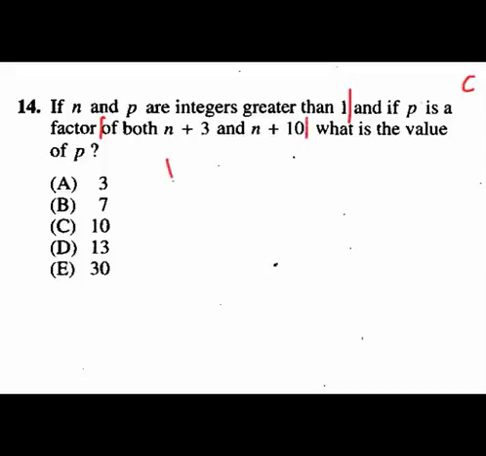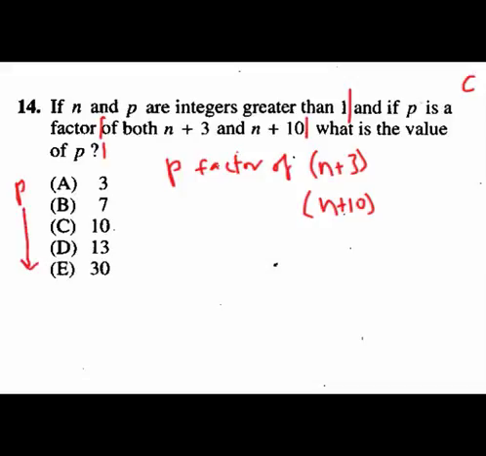10. Okay, so p is a factor of n plus 3 and n plus 10. What is the value of p? All right, so this is a great candidate for the starting with C technique because all options A through E are p values.